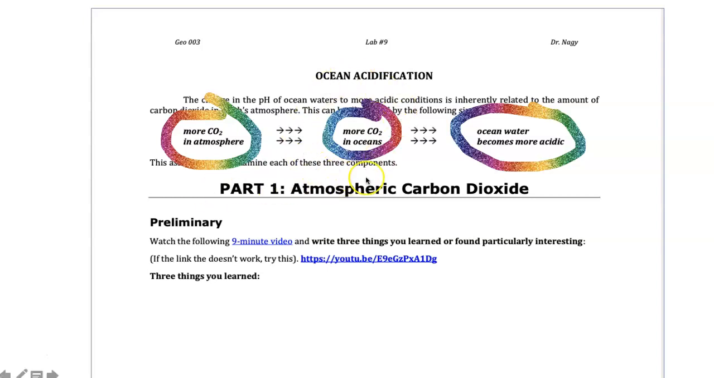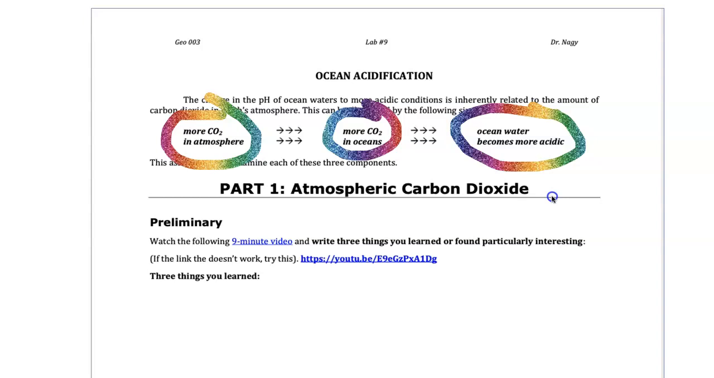Then we're going to look at how that carbon dioxide gets into the oceans and proof that it's there. And then we're going to look at what happens to the water that has more carbon dioxide. And the main problem is that it's dangerous for animals because animals that live in the water are accustomed to the pH being a certain level. And if the water becomes acidic, the pH changes.